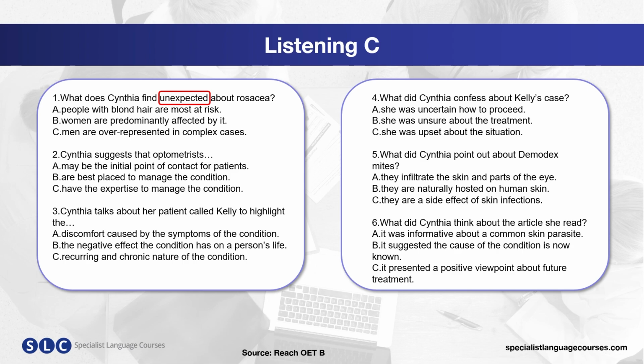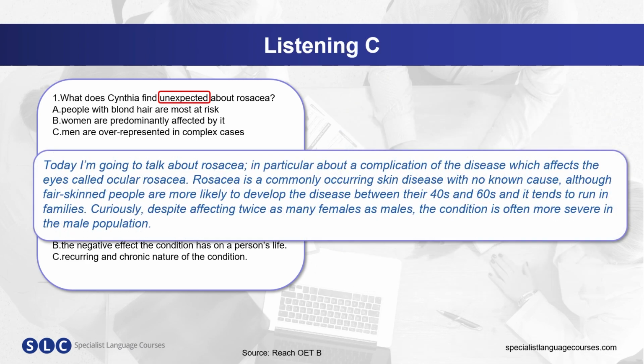Today I'm going to talk about rosacea, in particular about a complication of the disease which affects the eyes called ocular rosacea. Rosacea is a commonly occurring skin disease with no known cause, although fair-skinned people are more likely to develop the disease between their 40s and 60s, and it tends to run in families. Curiously, despite affecting twice as many females as males, the condition is often more severe in the male population.